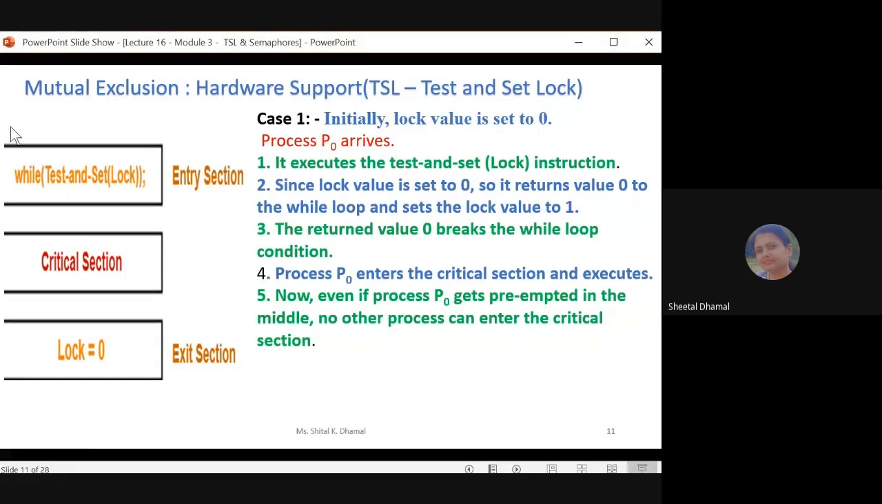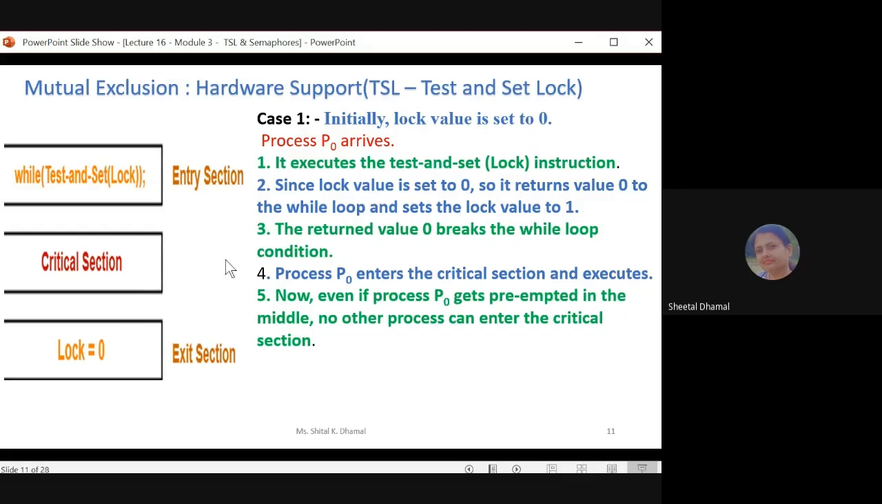So currently your CPU is free. No other process is utilizing that CPU. Why can't any other process use this CPU? Because when a process enters the critical section, before entering it has to execute the entry section code. That is, it has to check the value of the lock.